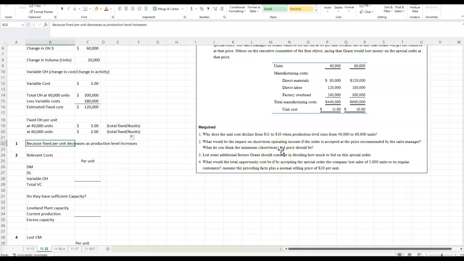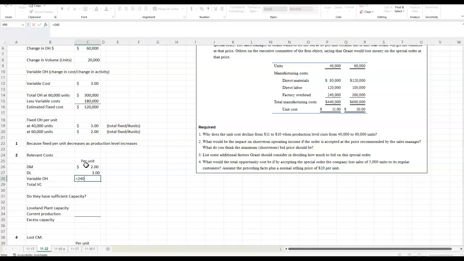So what's the impact on short-term operating income if the order is accepted at the price recommended by the sales manager? Well, let's take a look at that. First, let's figure out our total variable costs. That's the relevant cost because our fixed costs are not relevant. Let's do it per unit. So our direct materials per unit are the cost of our direct materials divided by the number of units. So 80,000 divided by 40,000. Cost of our direct labor divided by the number of units equals 120,000 divided by 40,000, or $3 per unit.